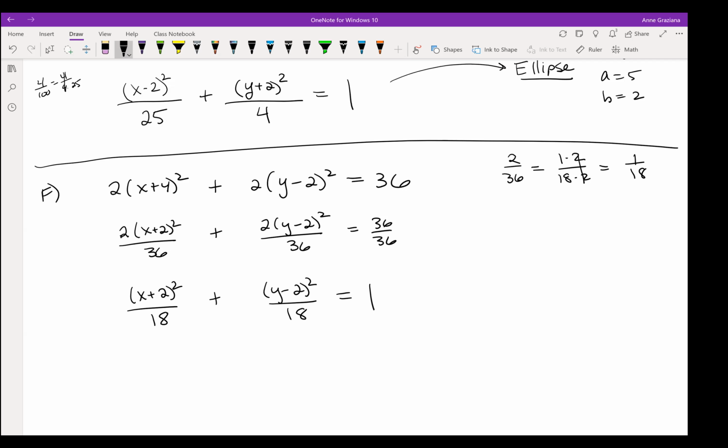So now what do you think? Oh, I wrote, oh, it should be 4. Thank you, Marianne. Now what do you guys think? Circle or ellipse? Let's re-poll it. Happy face for circle, thumbs up for ellipse.